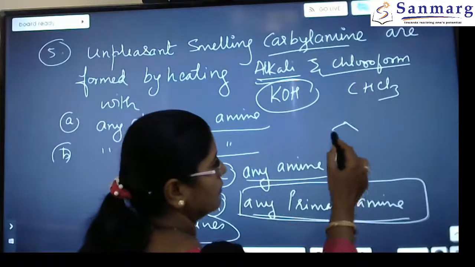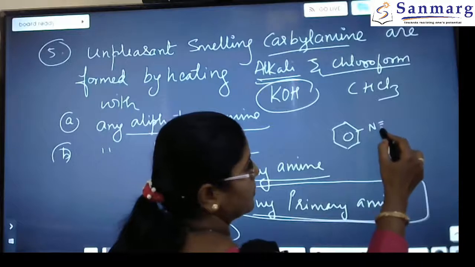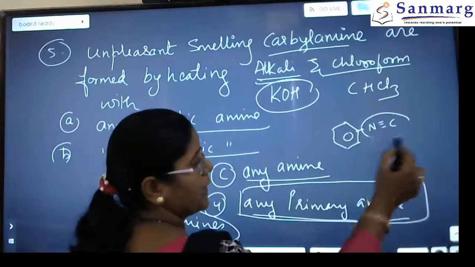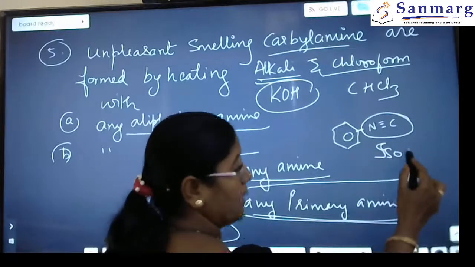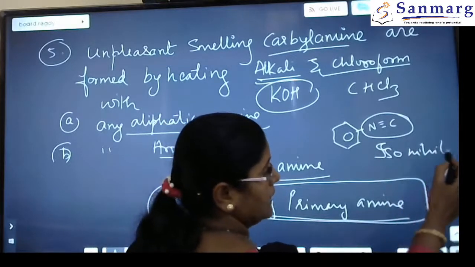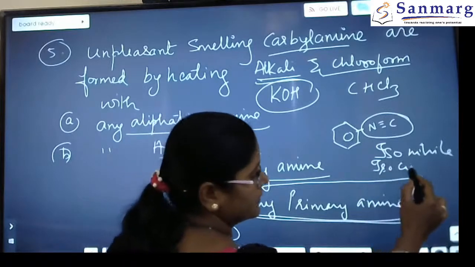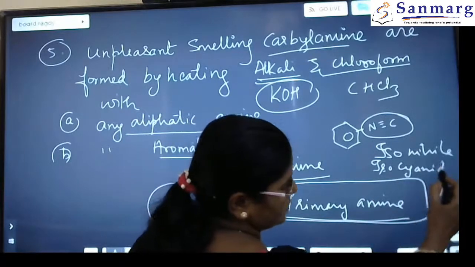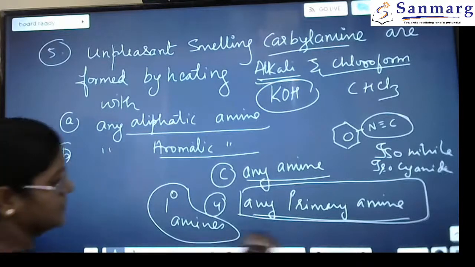Isonitrile means you have a group like this, N triple bond C. Such groups are called isonitrile or isocyanide. Okay. Next question. Question number 6.